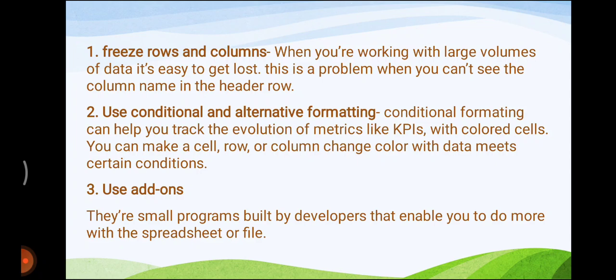Number 2, use conditional and alternating formatting. Conditional formatting can help you track the evolution of metrics like KPIs with colored cells. You can make a cell, row, and column change color when data meets certain conditions. Number 3, use add-ons.